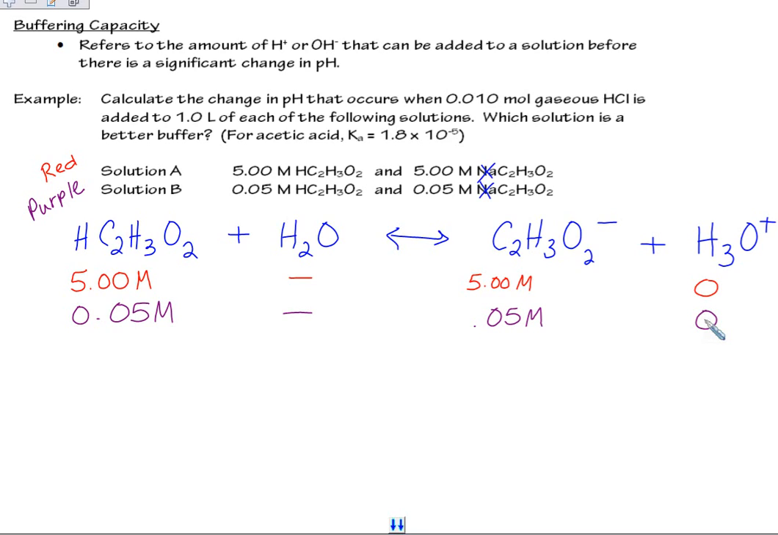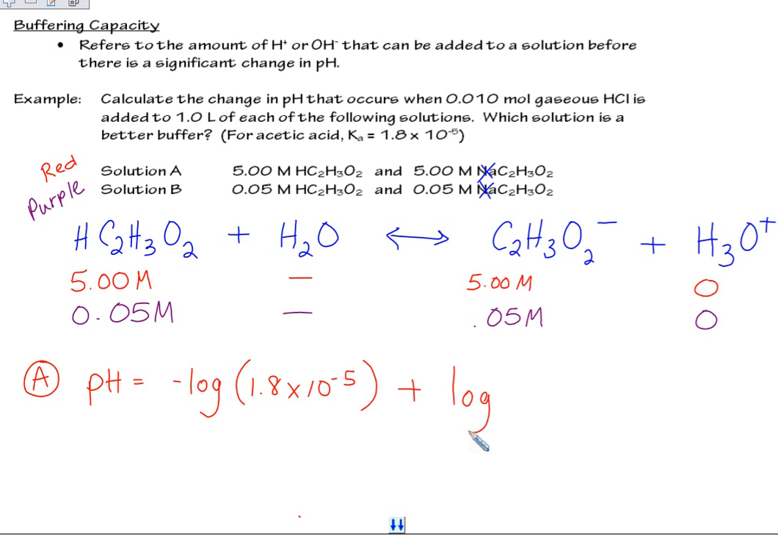So we can set this up. We can use the Henderson-Hasselbalch shortcut if you would like. Solution A: pH equals opposite log of the Ka value, 1.8 times 10 to the negative fifth, plus the log. It's always the conjugate over the neutral particle. And in this case, we don't really care because they're both 5 molar.